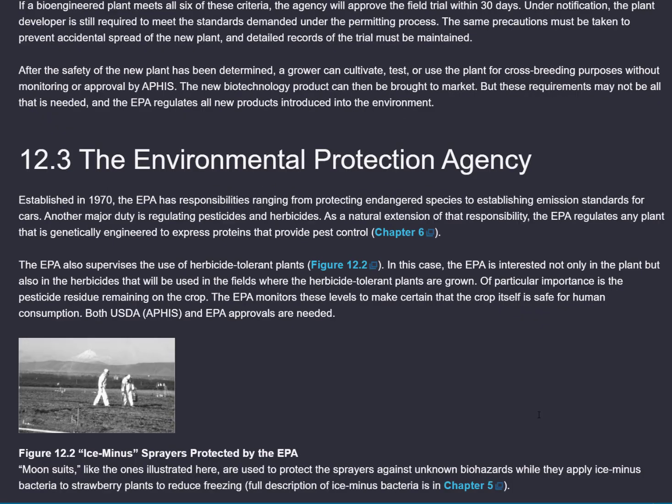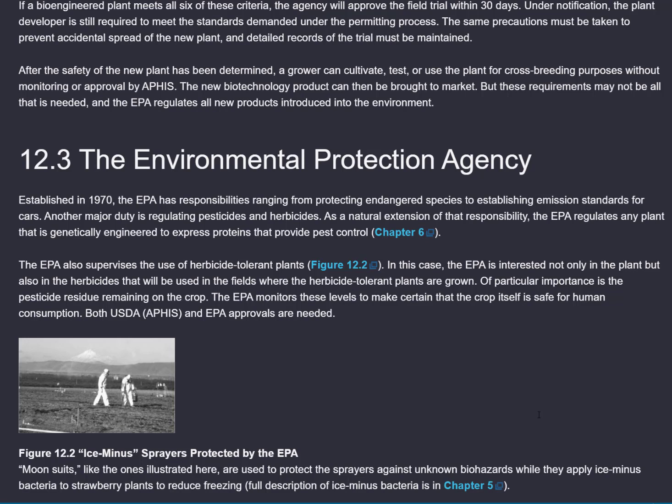disease. If a bioengineered plant meets all 6 of these criteria, the agency will approve the field trial within 30 days. Under notification, the plant developer is still required to meet the standards demanded under the permitting process.